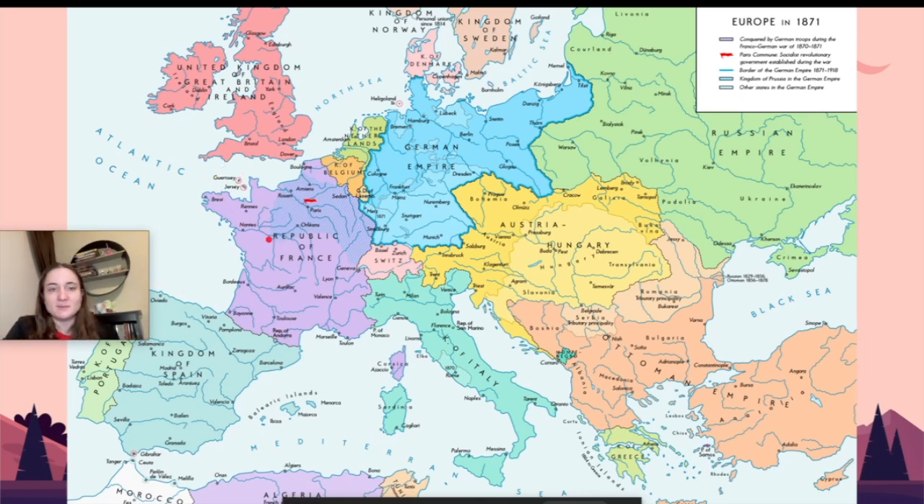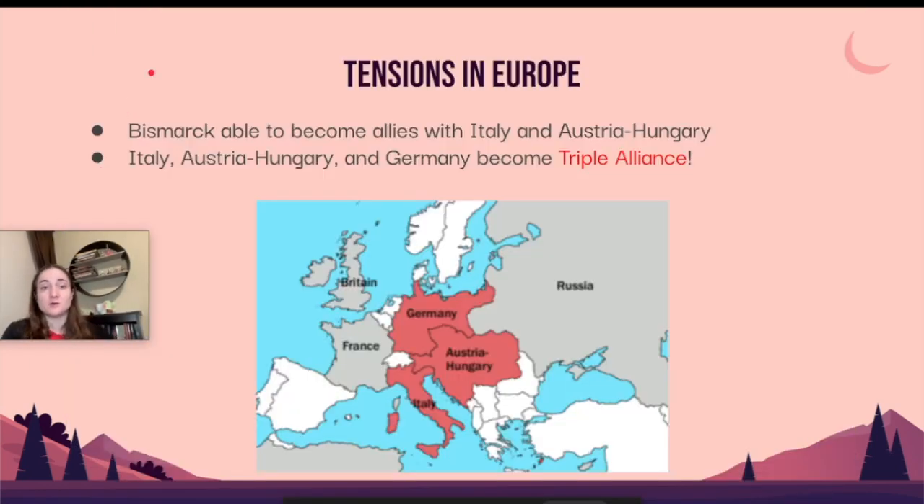As you can see here on the map, here's France right here. Countries that border France include Spain, Italy, Switzerland, Luxembourg, and Belgium. So Germany is like, if I become friends with all of these countries that border France, then France will never go to war because they don't have any friends. Bismarck was pretty successful with it. He was able to become allies with Italy and also Austria-Hungary. So Italy, Austria-Hungary, and Germany become known as the Triple Alliance.